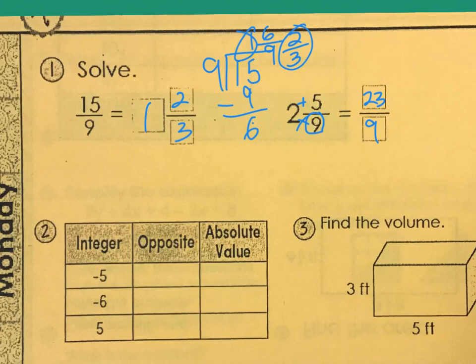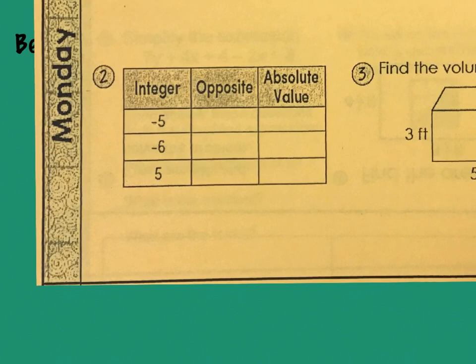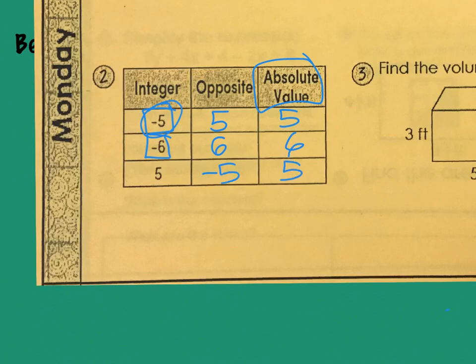All right, moving on to something a little bit different. I don't think that we've talked much about negatives so far this year. This is an integer. An integer right here, -5. The opposite of it is 5. And the absolute value of this number is also 5. So the integer, -6, well, the opposite is 6, and the absolute value is 6. We'll talk more about absolute value as we get along further. The integer is 5, the opposite is -5, but the absolute value is also 5.